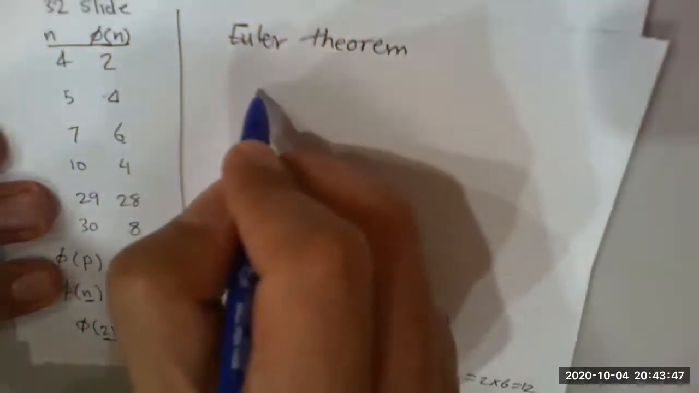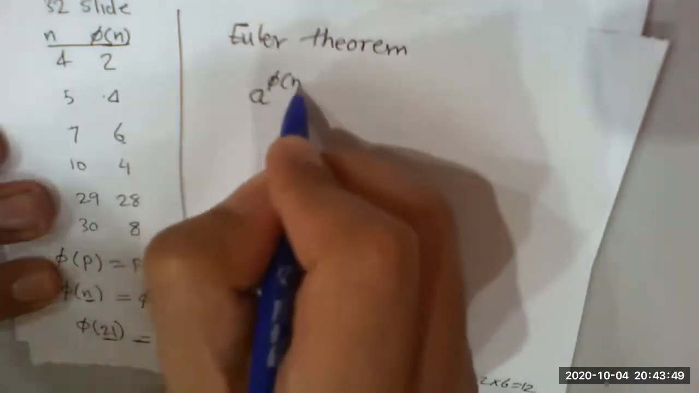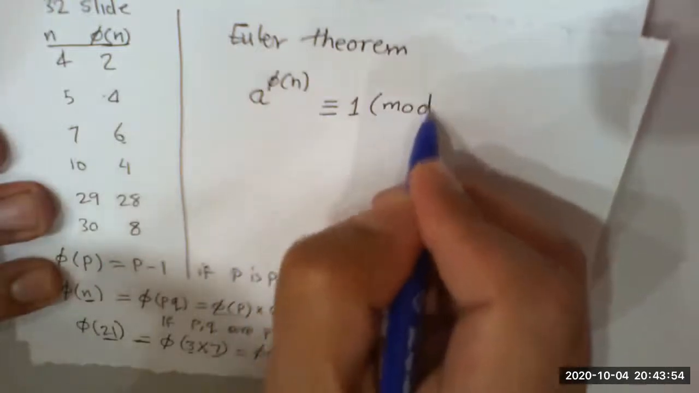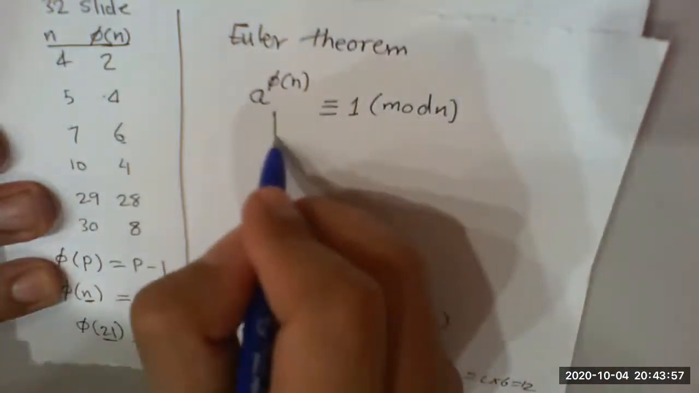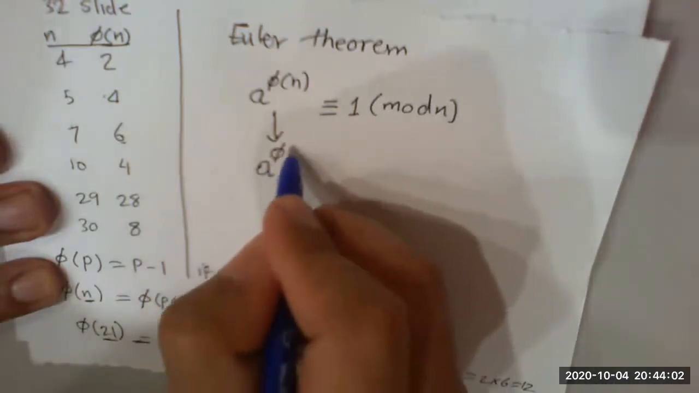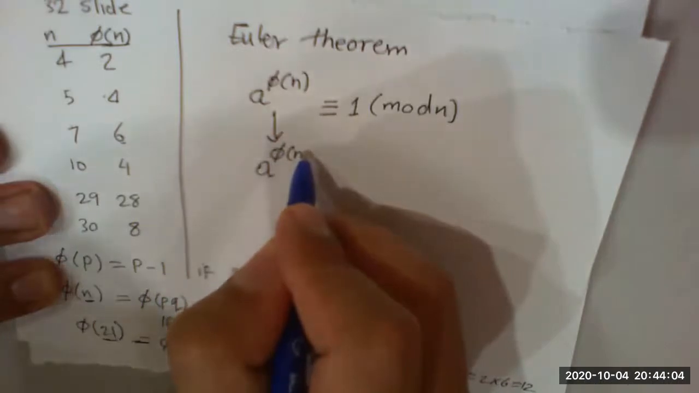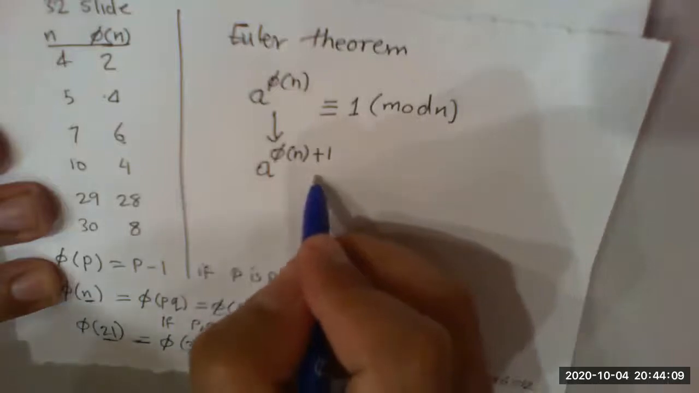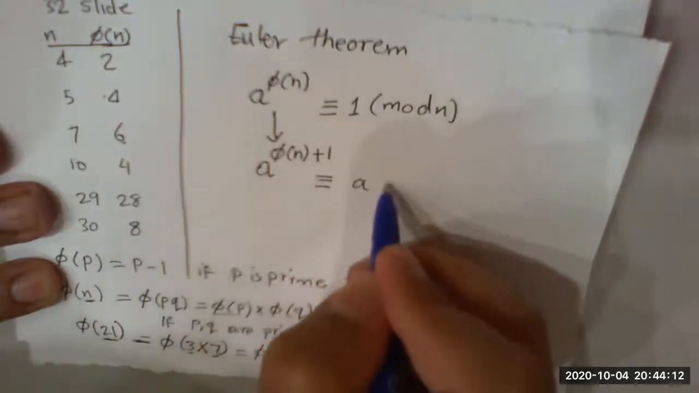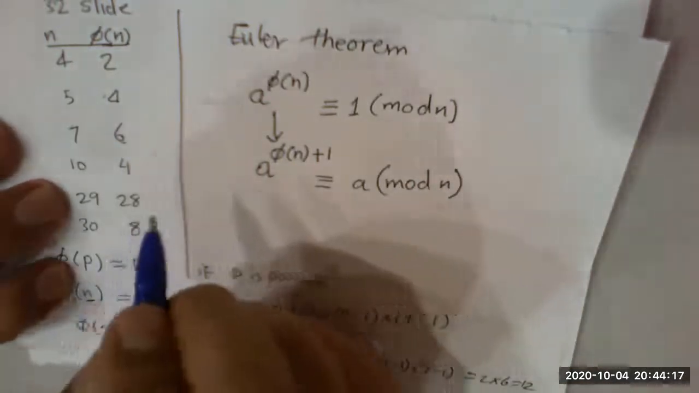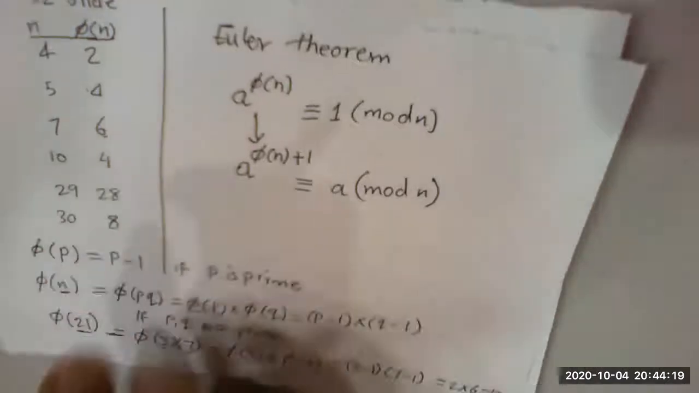It states that a to the power phi of n is congruent to 1 mod n. And also the other version, which is a to the power phi of n plus 1, sorry, plus 1, is congruent to a mod n. This is another shape of Fermat's theorem, as we have seen in the first part of this lecture.